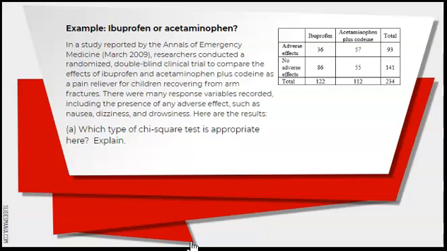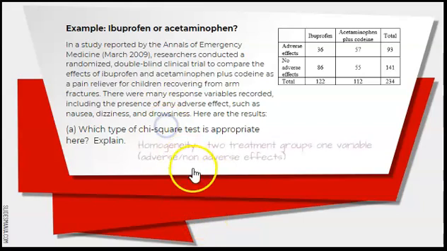Well, we have two groups of people. One group took ibuprofen, one group took acetaminophen plus codeine. It's like Tylenol plus codeine. So we have two separate groups, right? And then the question that we asked was, did you have adverse effects or not? So because I have two separate groups, that makes it a test of homogeneity. Two treatment groups, one variable.